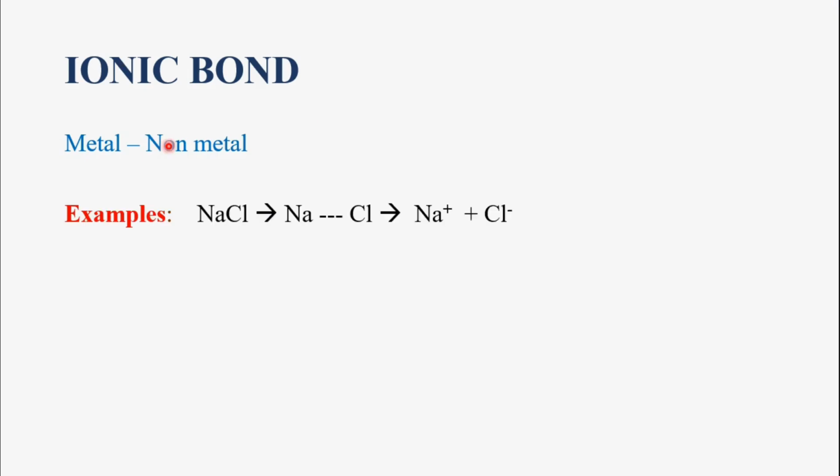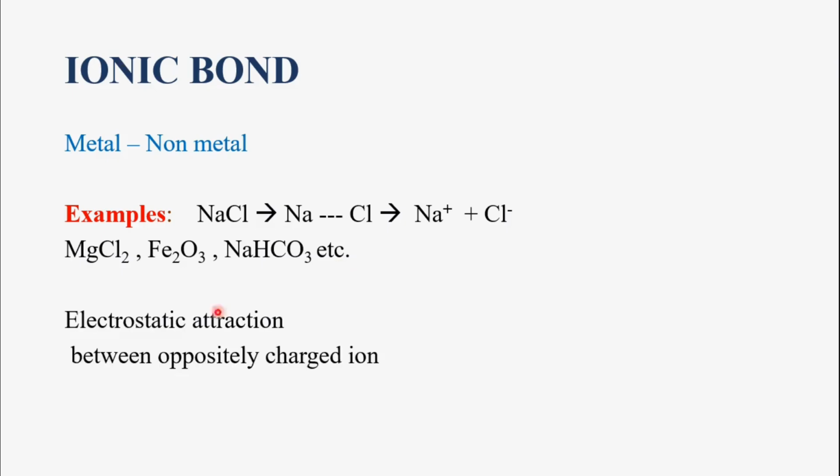So first, ionic bond. Ionic bond is formed by metal and non-metal atoms. Just an example, NaCl, sodium chloride. Sodium is a metal and chlorine is a non-metal. There are some more examples of ionic molecules: magnesium chloride, ferric oxide, sodium bicarbonate, etc.